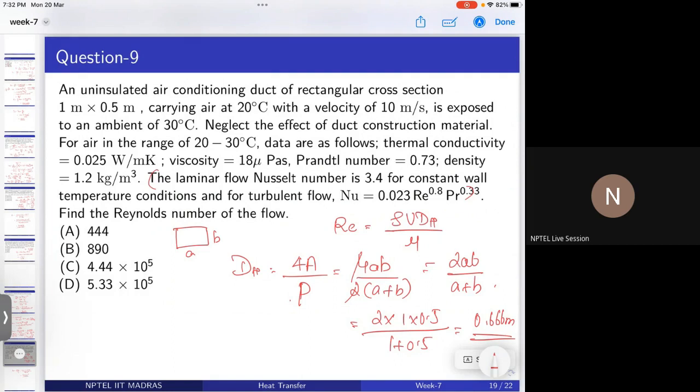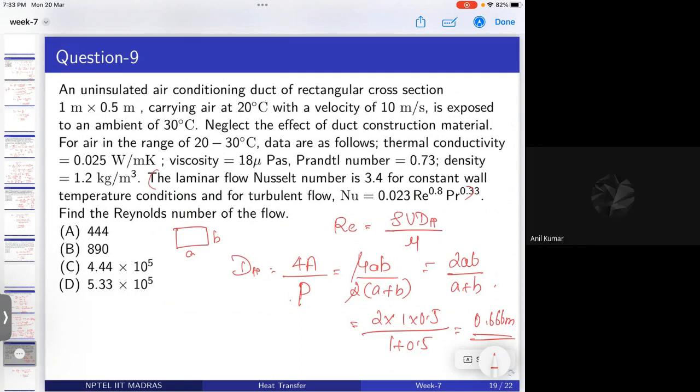So let it be there, because in the question it is not at all telling whether it is a laminar flow or a turbulent flow. So they are just giving that if it is a laminar flow, then the Nusselt number is 3.4, and if it is a turbulent flow, you have to use this Nusselt number value. In any part of the question, it is not written whether it is laminar or turbulent.